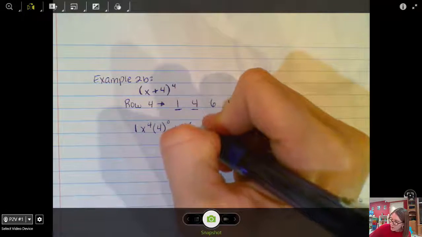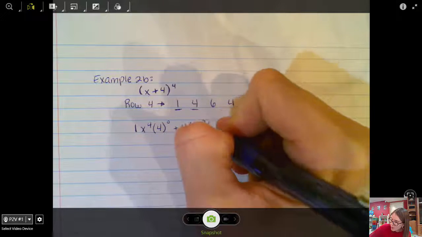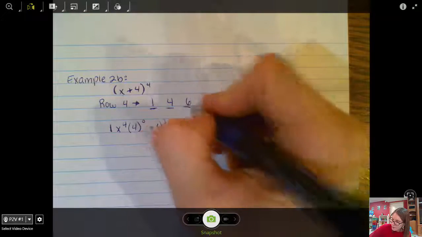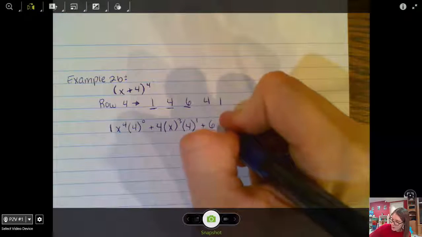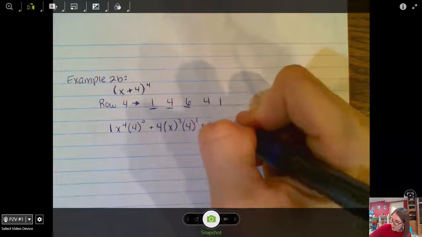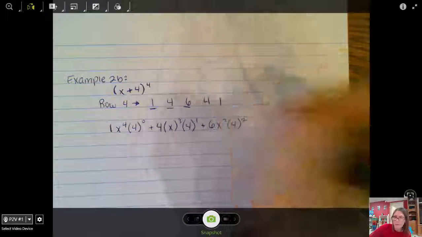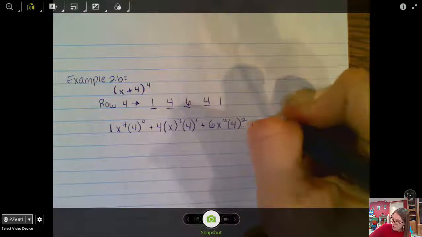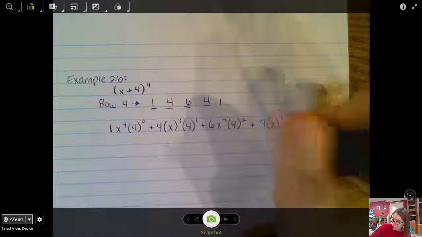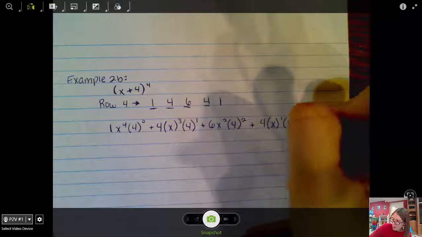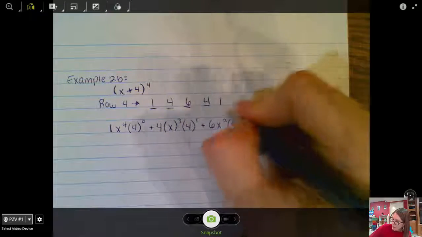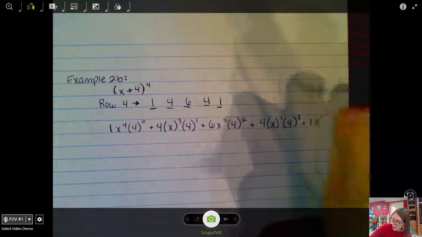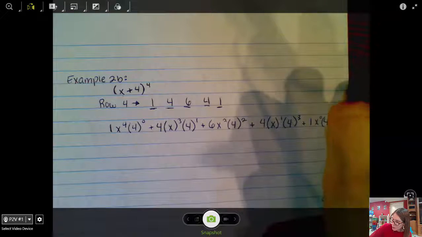Now x is going to lose a power. 4 is going to gain a power. Next coefficient is 6. X loses a power. 4 gains a power. And keep going. My next coefficient is 4. X is going to be to the 1st power now, and 4 is to the 3rd power. And finally, plus 1. X is to the 0 power now, and 4 is to the 4th.